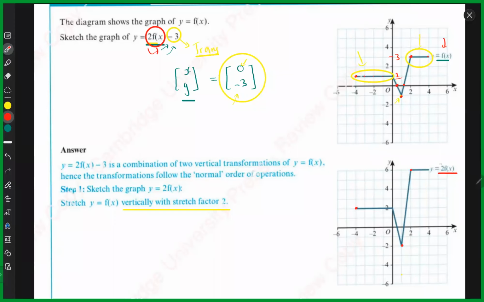Every point was multiplied by 2, and our graph would actually stretch along the y-axis, right? Not every point, every y coordinate of every point, not the x coordinate, okay? Only the y coordinate, because we multiply this 2 with the function. Yes. Okay, thank you, ma'am.